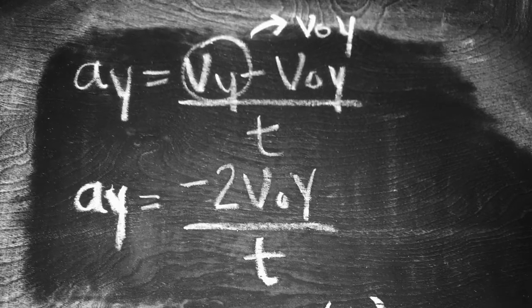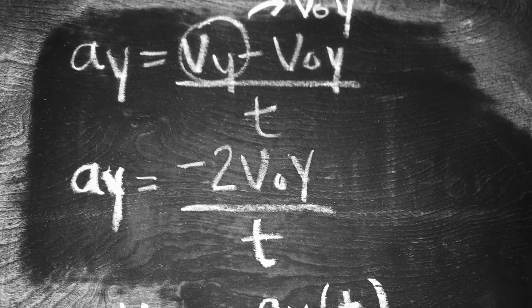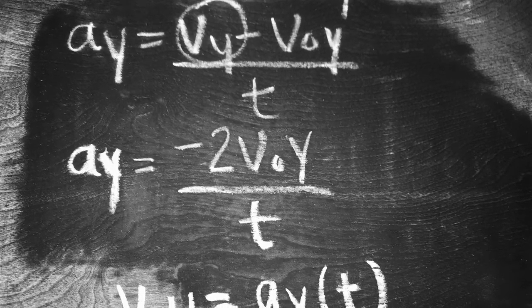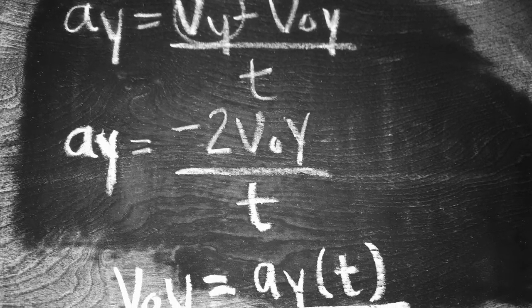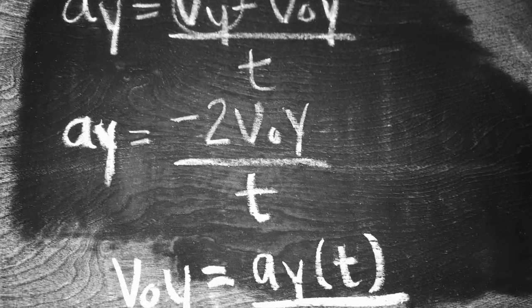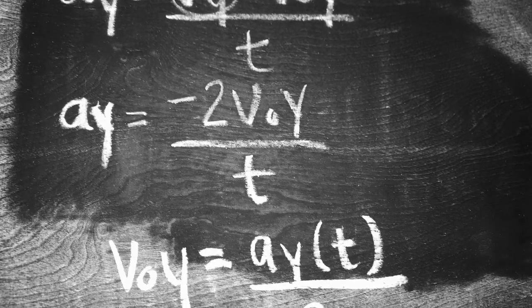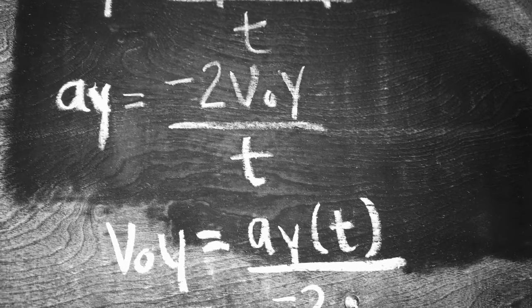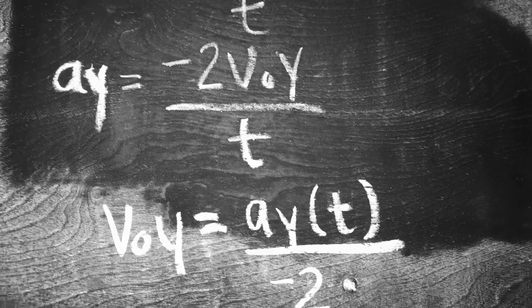Now we need to find the initial vertical velocity, for a football is not thrown completely horizontally, but both horizontally and vertically. To do this, we use the equation ay equals the velocity minus the initial velocity divided by time. We know that the velocity of an angled launch problem is negative the initial velocity, so we end up with -2 initial velocity on the top divided by time. To solve for the initial velocity, you rearrange the formula to say that the initial velocity equals the acceleration in the y direction multiplied by the time divided by -2.